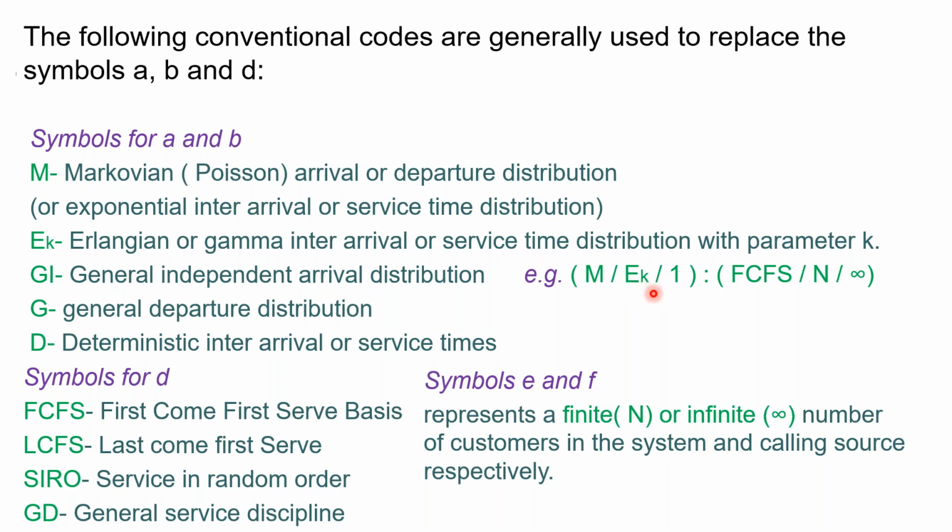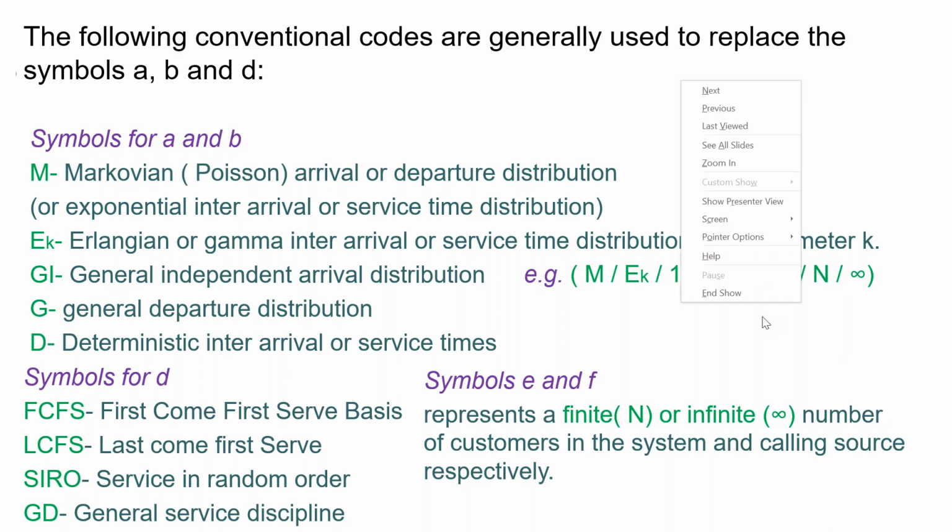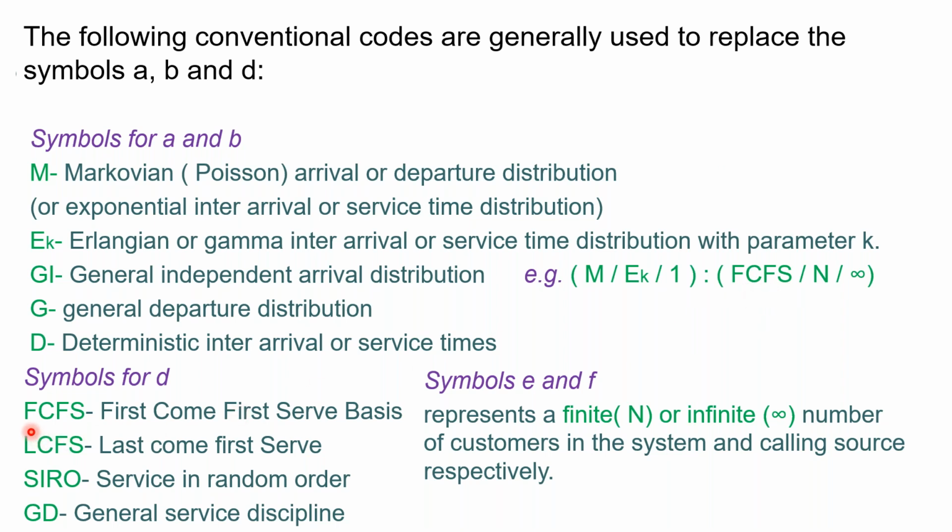The number of channels in this particular model is only one. There is only one channel. Now the discipline which is followed here is FCFS. That means the customers arrive at this model with Poisson distribution, they are served with Erlangian distribution, there is only one channel, and they are served on a first come first serve basis.